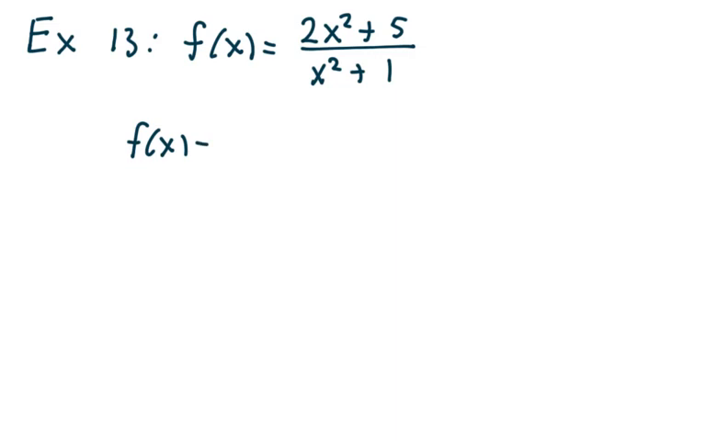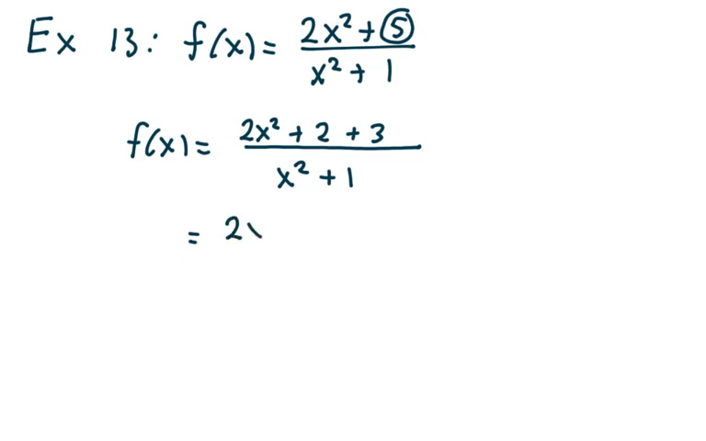I'm going to take f of x, and I'm going to write this as 2x squared. I'm going to break the 5 up into 2 plus 3. So plus 2 plus 3 divided by x squared plus 1. And this takes time, but watch what happens. I'm going to take (2x squared plus 2) divided by (x squared plus 1) plus 3 over x squared plus 1.